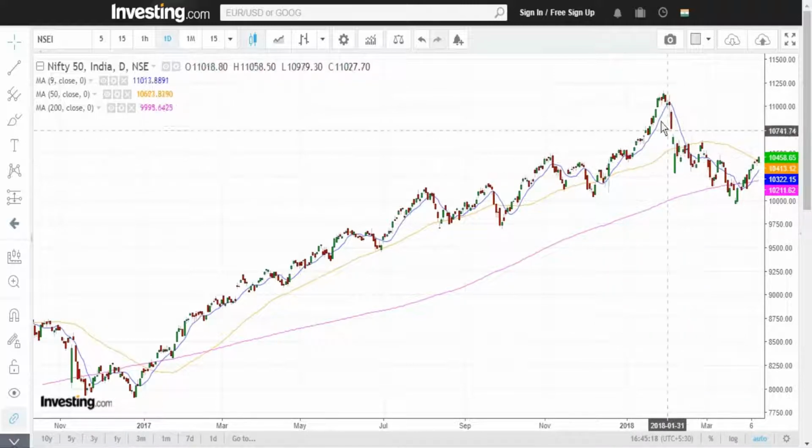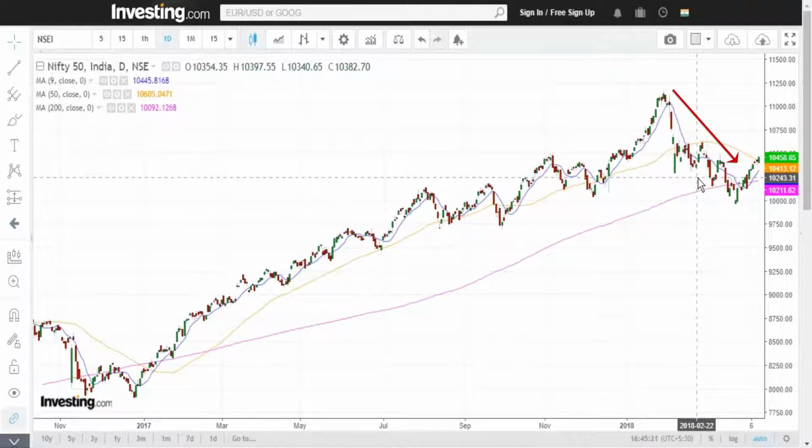Here you can see the way the counter move happened. So once a steep moving average is taken out in the opposite direction, the scope of making profit by trading in the opposite direction is also quite high.